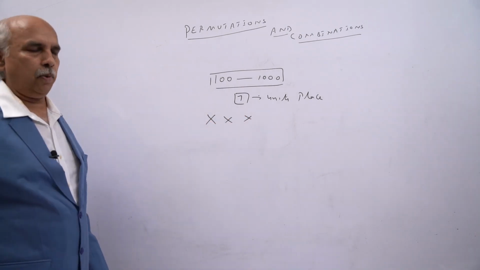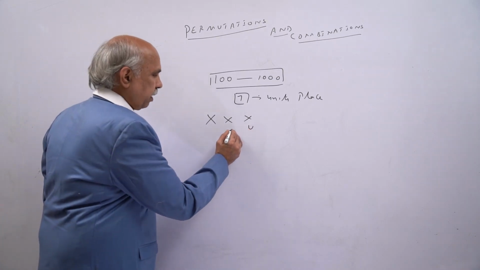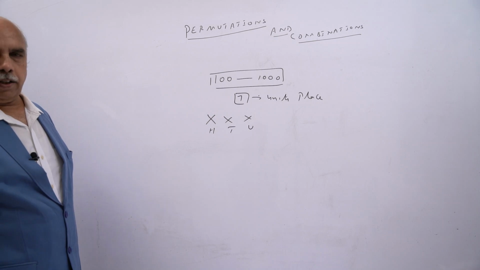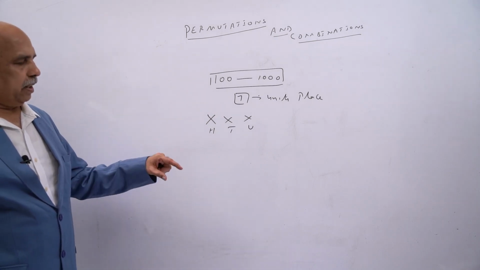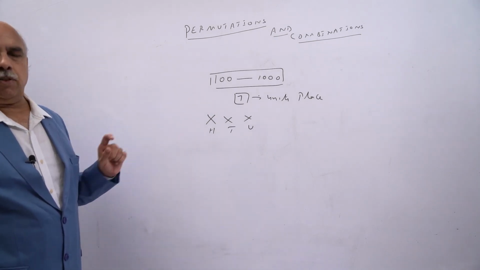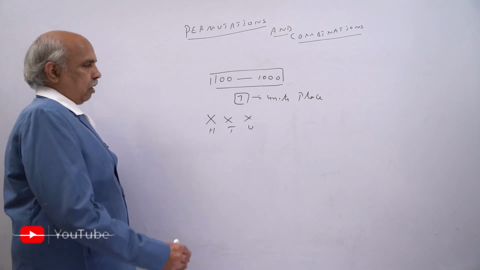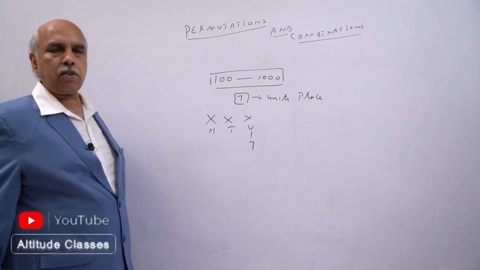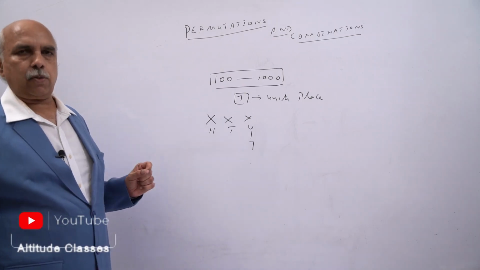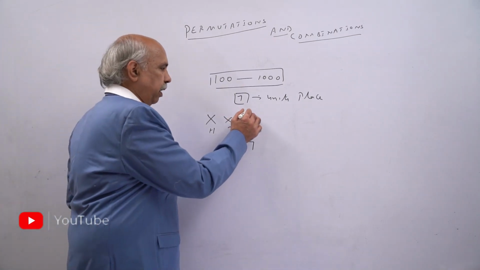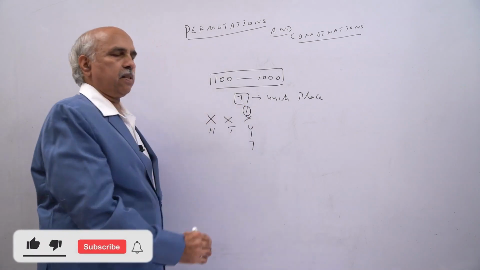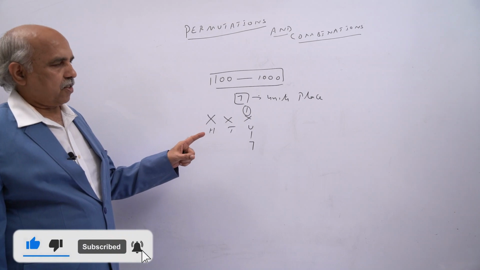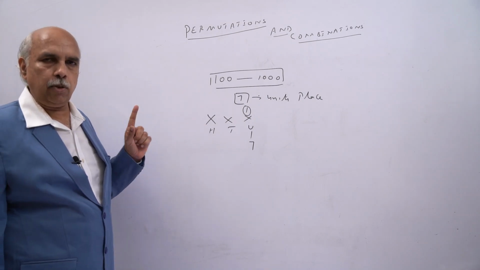So 3 places I will put: units place, tens place, hundreds place. This is the order in which I have to fill in. The order can be anything, but I am supposed to have a 7 in the units place. That's the only condition. So for our understanding, I put the number 7 here because I want a 7 in the units place. So I fix that number and only one digit can come, that is 7. There is no restriction in the other 2 places. Only one restriction, that 7 should be there in the units place.